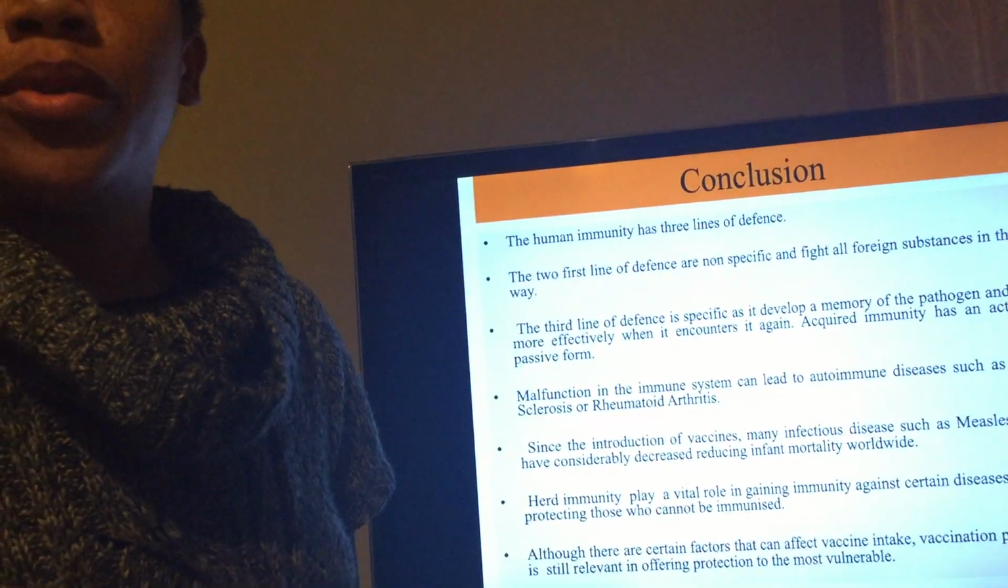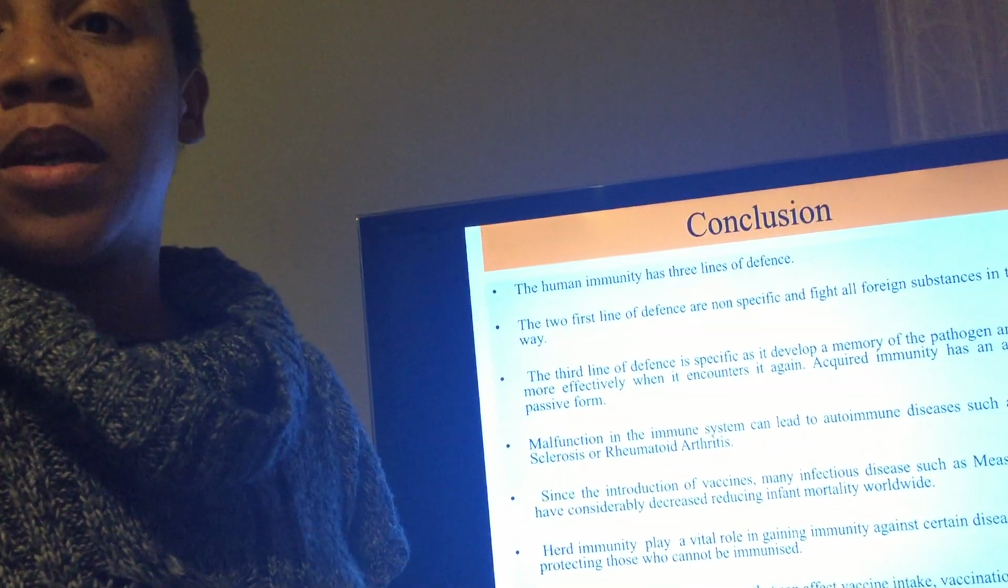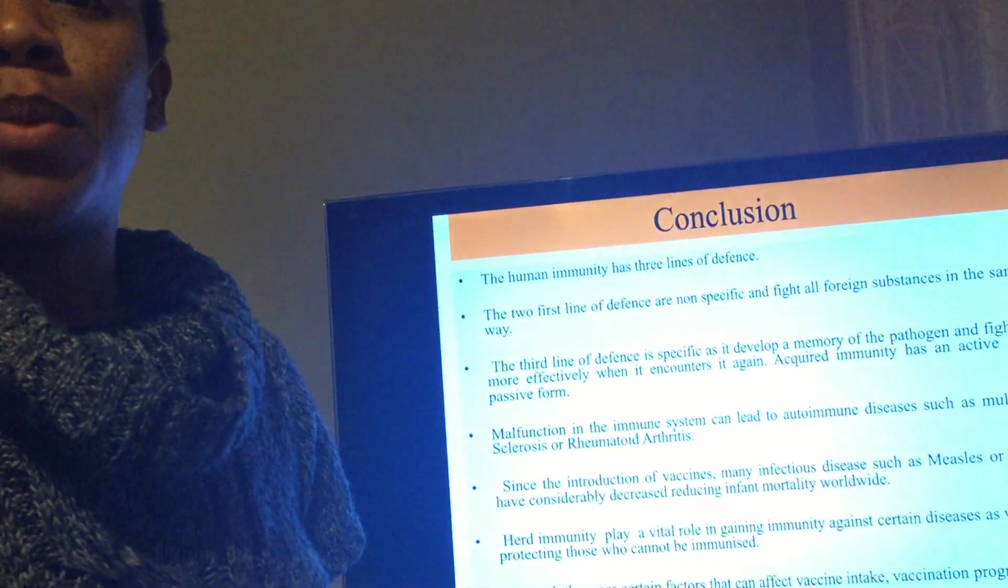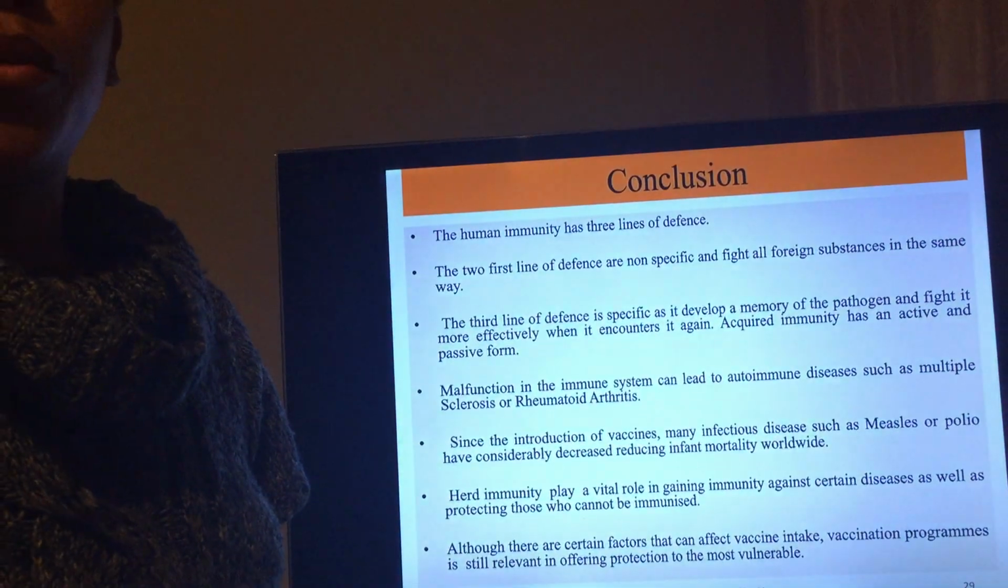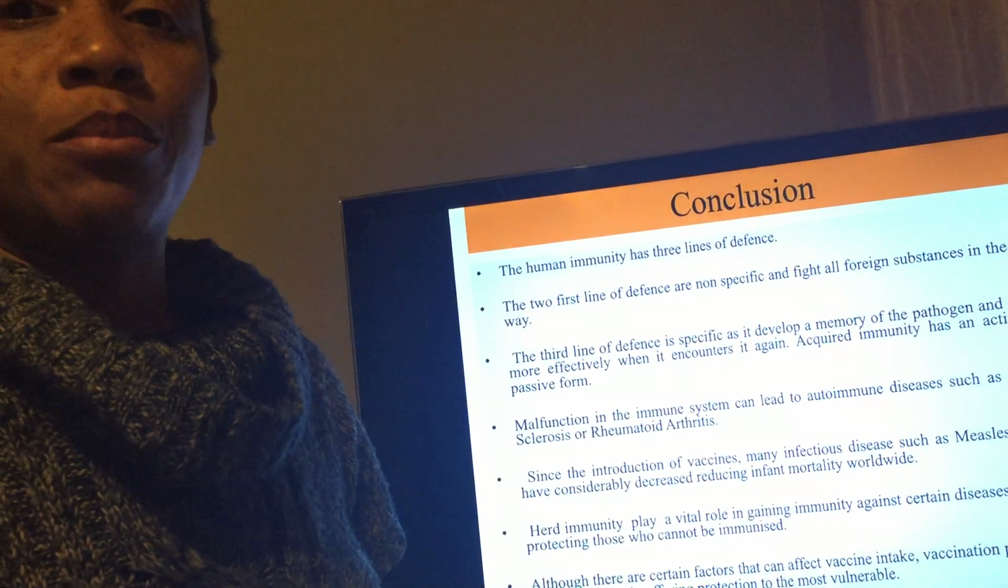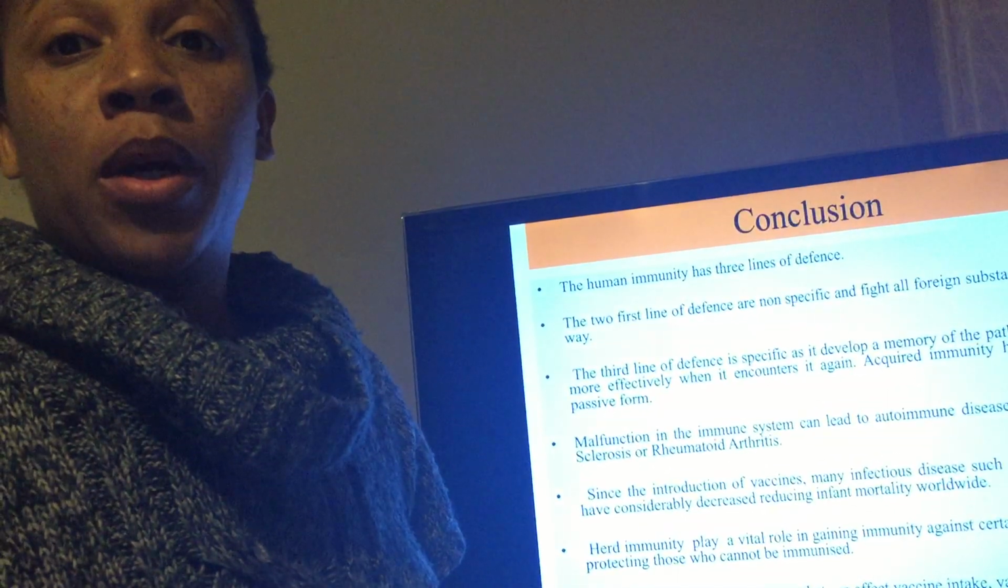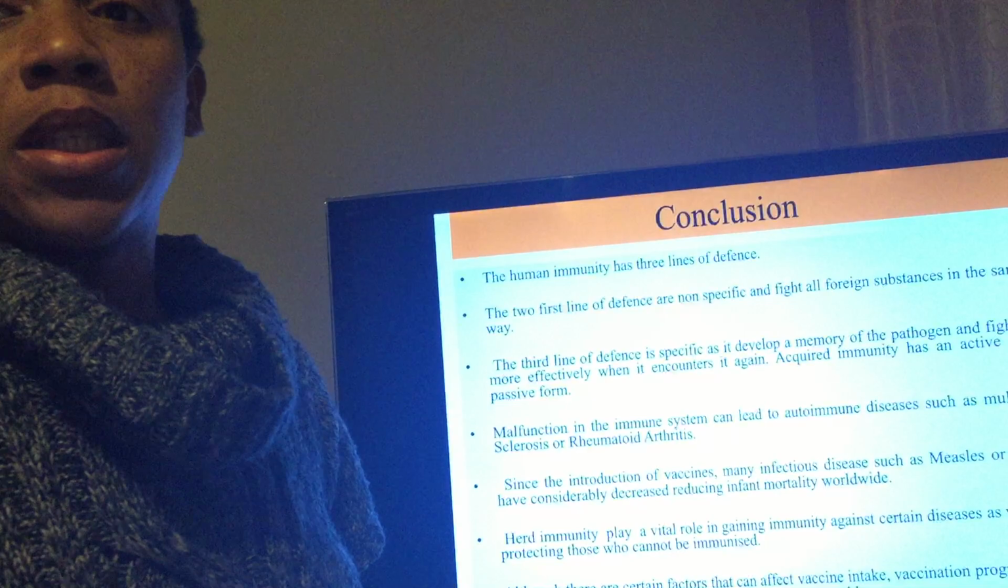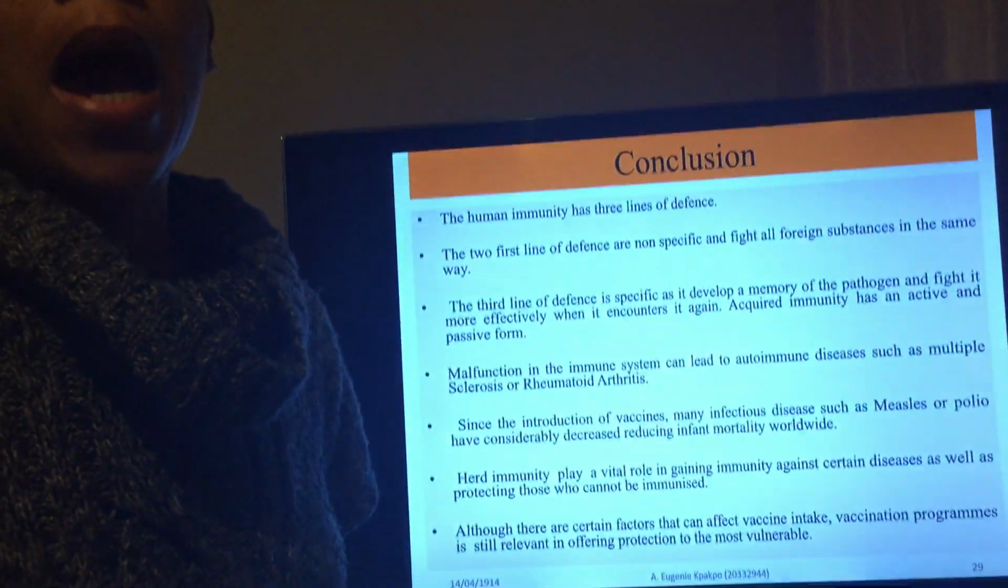To conclude, the immune system has three lines of defense. The first two lines of defense are non-specific, while the third one is specific and uses antibodies and memory cells to develop immunological memory in case it encounters the pathogen again.